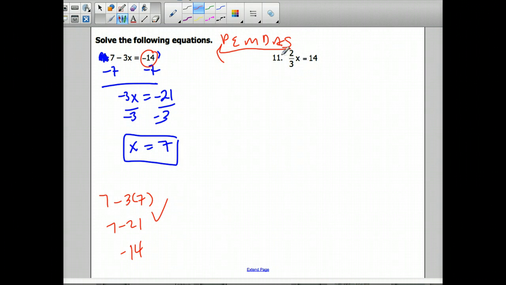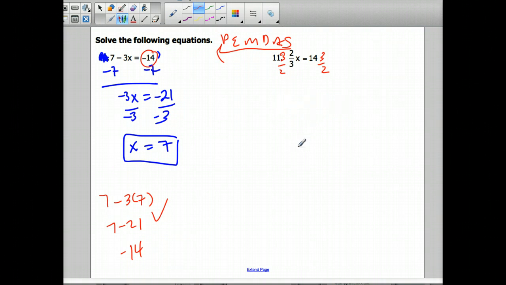Here, the easiest way to do this is to multiply by the reciprocal. So I should just multiply by 3 halves on both sides and get x equals 14 times 3, which is 42 over 2, which equals 21. Alright, that's the quick and easy way.